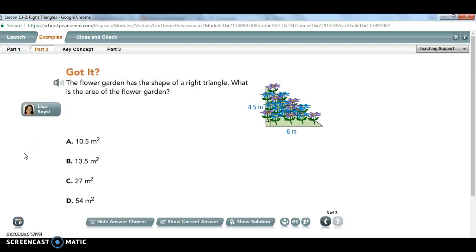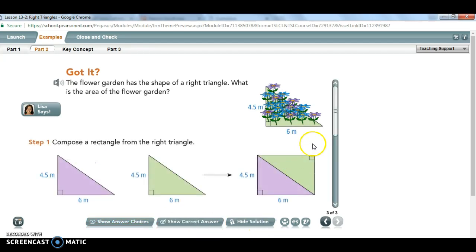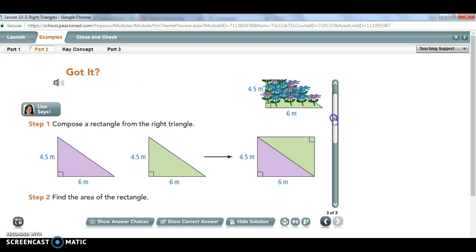Now it's your turn in the got it problem. This flower garden has the shape of a right triangle. What is the area of the flower garden? The correct answer is B, 13.5 meters squared. Here is how we get that answer.